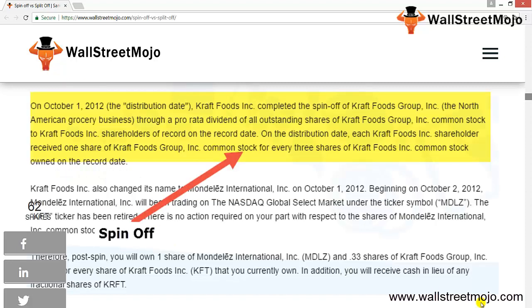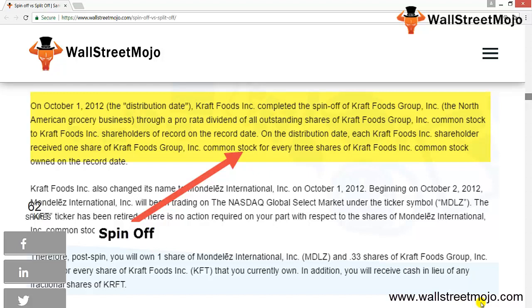It says that in October 2012, Kraft Foods completely spun off the Kraft Foods grouping. You can see Kraft Foods also changed its name on 1st October 2012. The ticker has been retired, and there is no action required on the part of the shareholders of Mondelez International common stock. Therefore, post spin-off, you will own one share of Mondelez International and 33 shares of Kraft Foods grouping.